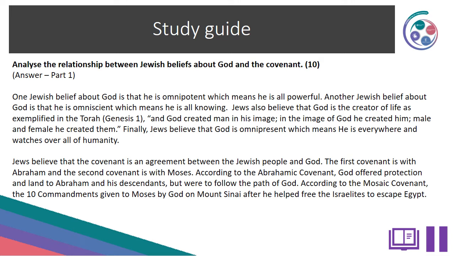Jews believe that the covenant is an agreement between the Jewish people and God. The first covenant is with Abraham, and the second covenant is with Moses. According to the Abrahamic covenant, God offered protection and lands to Abraham and his descendants that were to follow the path of God. According to the Mosaic covenant, the 10 commandments were given to Moses by God on Mount Sinai after he helped free the Israelites to escape Egypt.